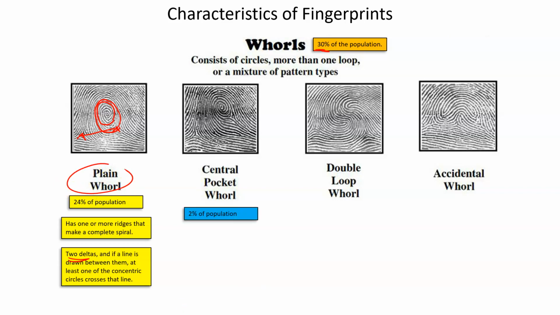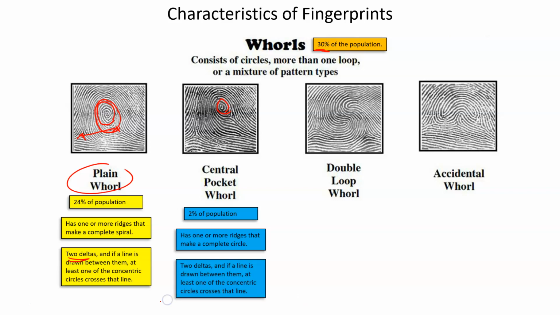A central pocket whorl is a very rare whorl, roughly 2% of the population will have this particular whorl pattern. There is one or more ridges that make a complete circle again, and there are two deltas. One of them is here, a triangular pattern. There is also a triangular pattern here, and again, if you draw a line between them, in this pattern there is a concentric circle that should cross the line.